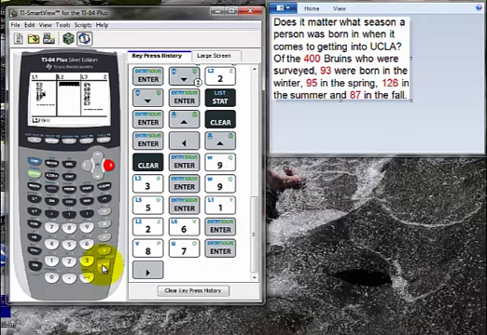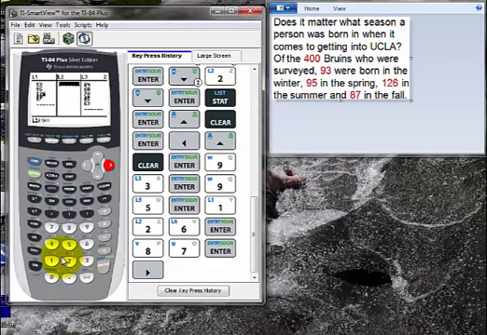For L2, that's our expected. Notice that we have 400 in our sample. Well, if we have a uniform distribution, that means spring, summer, winter, and fall should have an equal number of Bruins. If there's 400 total Bruins, and they split into 4 seasons, then you're going to have 1/4 of 400, or 25% of 400. You could do it in your calculator, but hopefully you know that 1/4 of 400 is just 100.